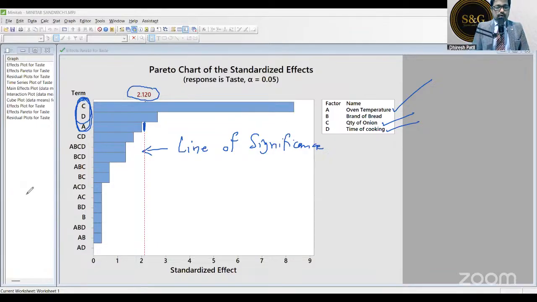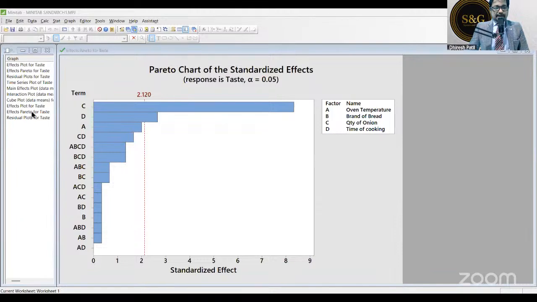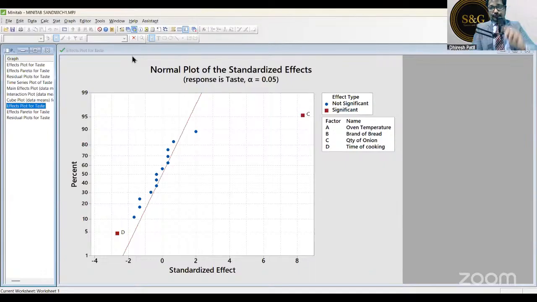All right, now if I check the effect plot, the third graph which we have created, then you will see something very interesting. All the factors which are not significant are very close to this red line. Yes, the blue dots are very, very close to the red line, and the red dots which are significant factors are a little away from the red line, and those are critical factors. You can see here significant factor C and significant factor D.